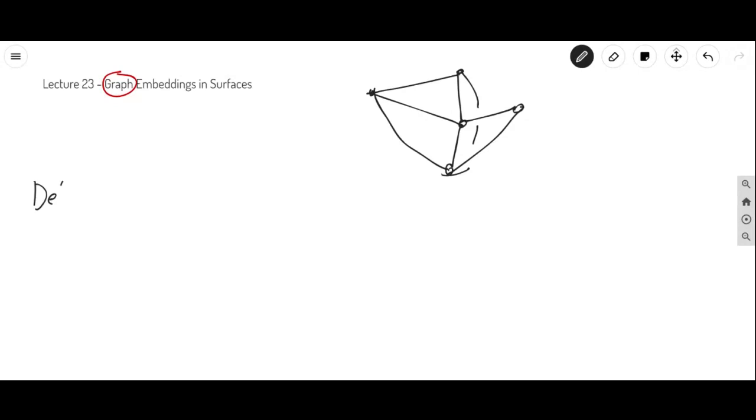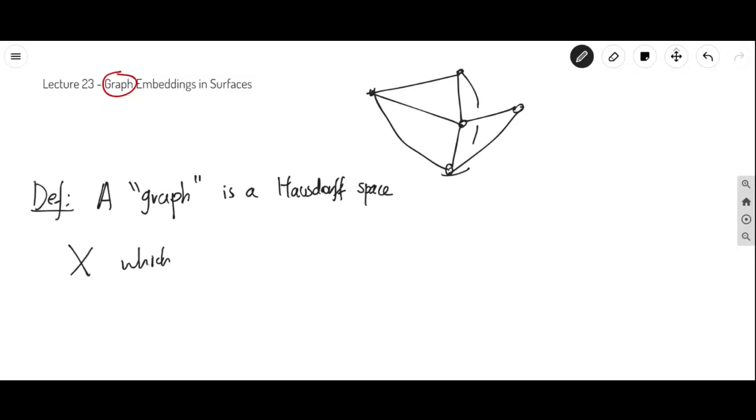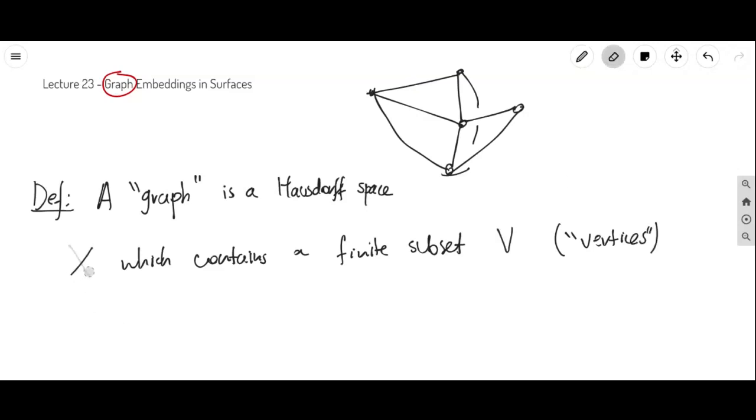So let's say what a graph is. Definition: a graph is a Hausdorff space, let's say X, which contains a finite subset. Let's call this finite subset V, and we call it the vertices. So the vertices is a finite subset of X. In particular, it's a closed subset because this is a Hausdorff space. A finite subset in a Hausdorff space is always a closed subset.